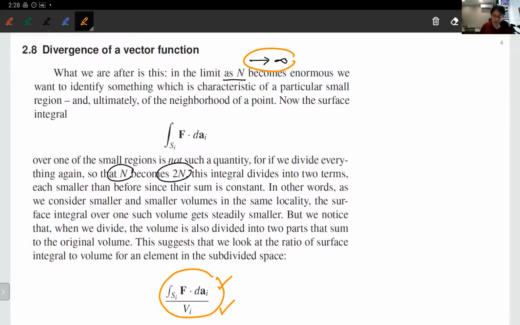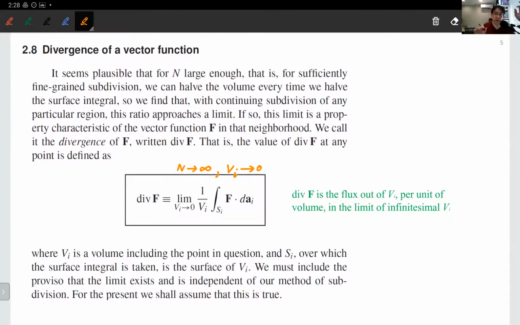So what you have right here is you would like to take the limit to be super small, and you still would like to calculate the surface integral on those pieces. And if you take this limit, we're going to call this the divergence of that function. This is by definition.